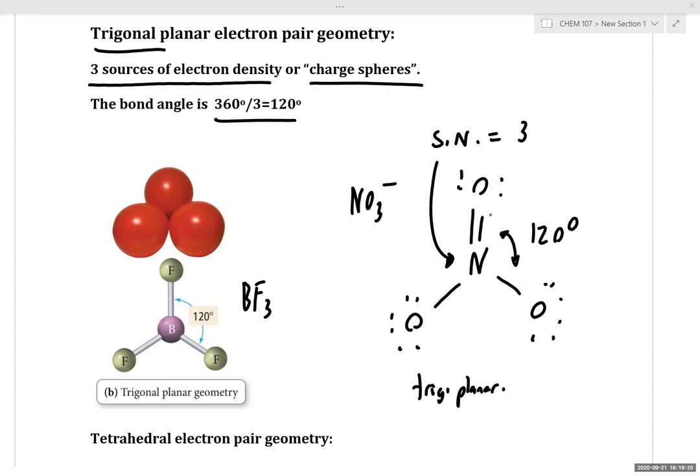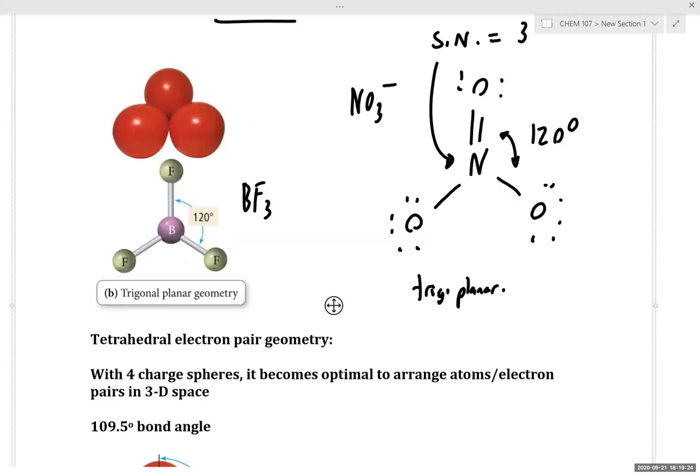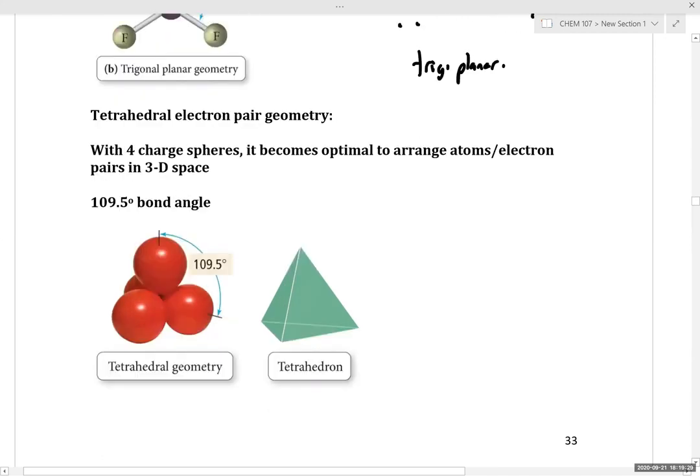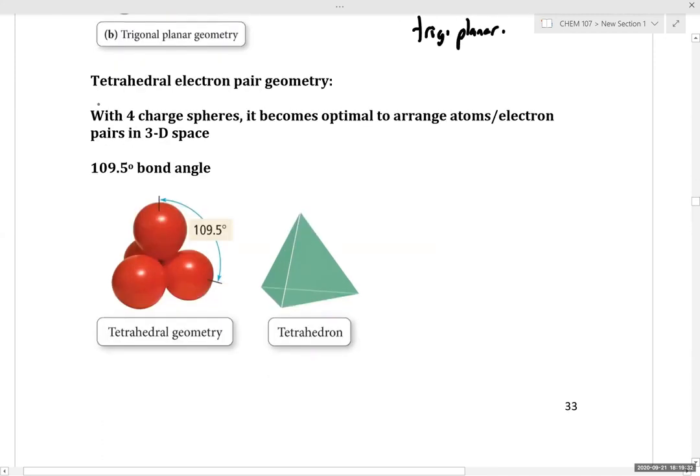Let's look at our next major geometry, the tetrahedral electron pair geometry. It happens to look very similar to a tetrahedron or your typical four-sided dice, otherwise known as a D4. So we have 4 charge spheres, useful for memorization because there are a lot of parallels with the fact that tetrahedron means 4-sided.